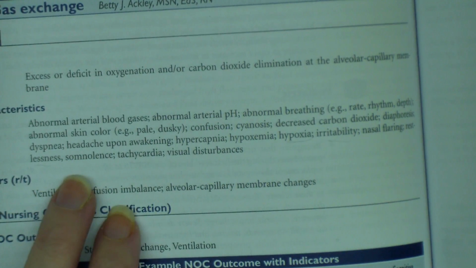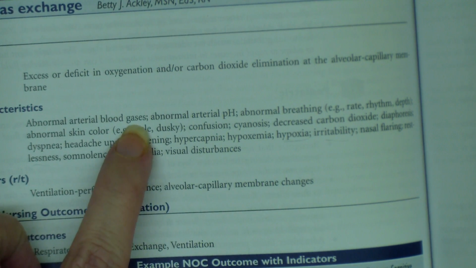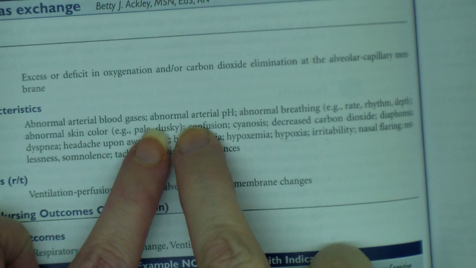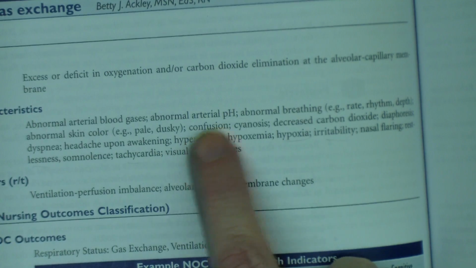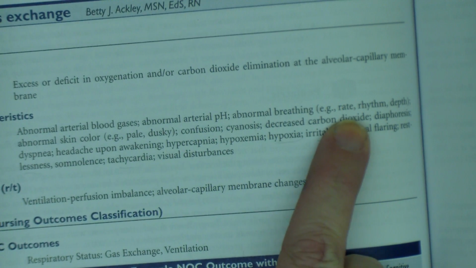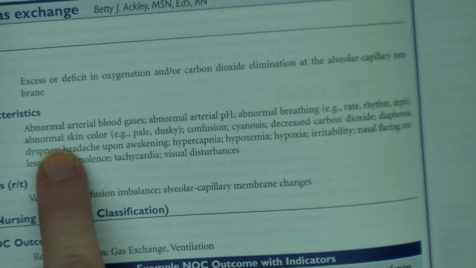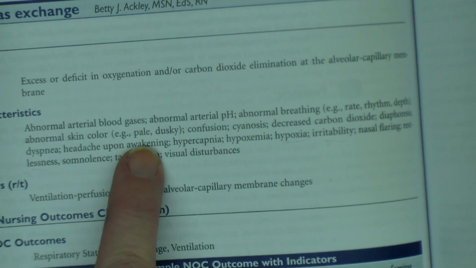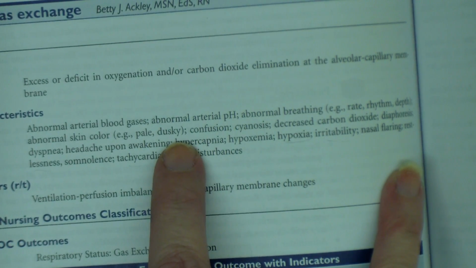So defining characteristics could be, you might see abnormal arterial blood gases or ABGs. When they take their ABGs, the levels might be off. Well, they will be off. Abnormal arterial pH, abnormal breathing, such as the rate, rhythm, and depth of their breathing. Is it shallow? If they're not able to get in enough air, they're not going to be able to take a deep breath. So it's going to be very short, shallow breaths. Their skin color is probably going to be pale and dusky because they can't get fresh O2 there.